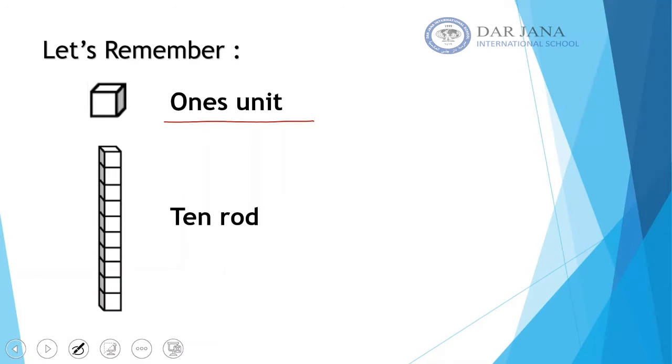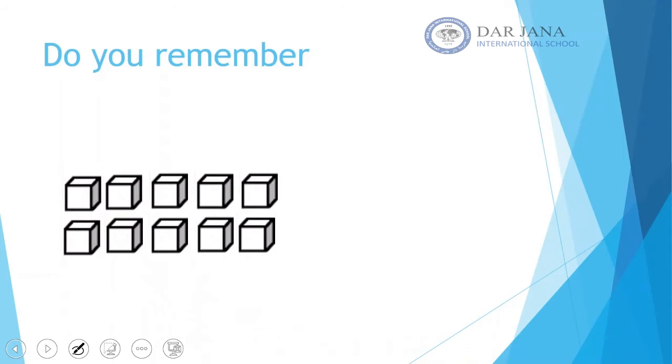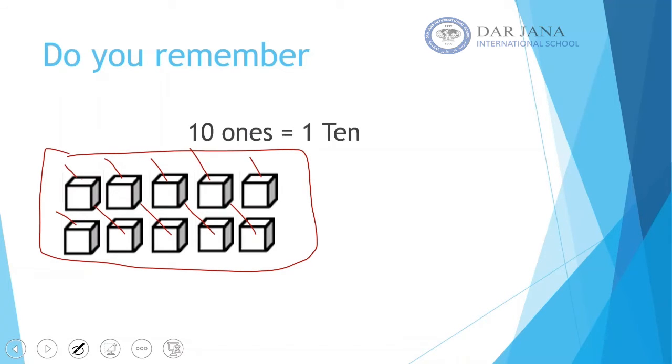When I put 10 ones together, what do I get? When I group 10 ones together, what do I get? I get 10 rod. Let's remember again. When I count 1, 2, 3, 4, 5, 6, 7, 8, 9, 10, when I want to group the 10 ones, I will have 1 ten. So 10 ones equals 1 ten.